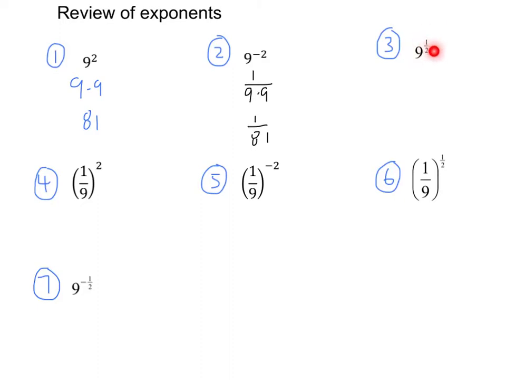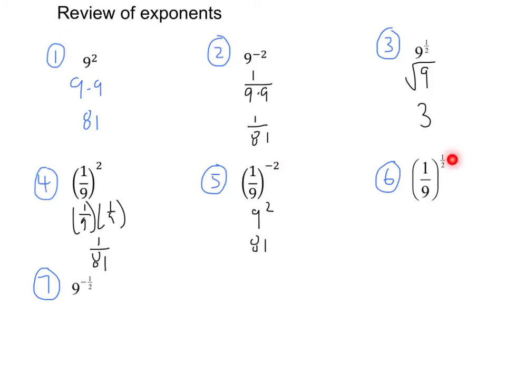9 to the 1/2. First semester we talked about half powers, so that 1/2 power is the same thing as a square root. So this is the square root of 9, which is 3. Okay, moving on, 1/9 squared. That's just 1/9 times 1/9, which is 1 over 81. What about 1/9 to the negative second? Again, we're not going to be multiplying 1/9 times itself, we're going to be dividing, and when you divide by a fraction, it's inverted. So this is the same thing as 9 squared, which is 81.